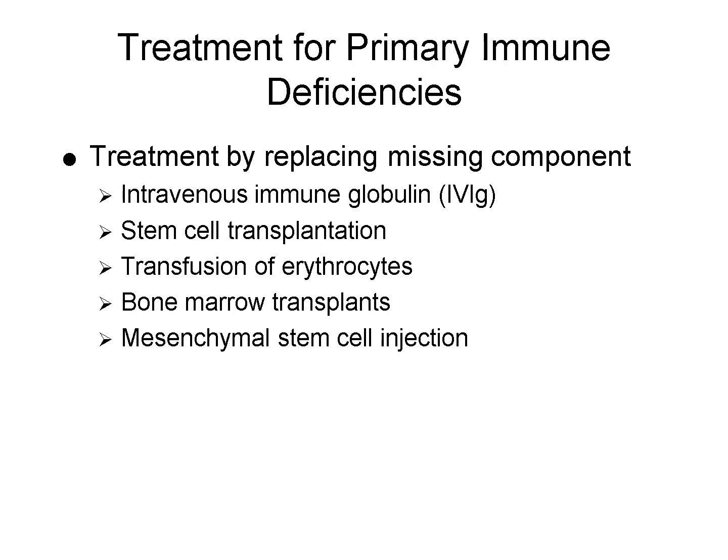Treatment for primary immune deficiencies focuses on replacing the missing or defective components of the immune system. Options include intravenous immune globulin therapy to supply functional antibodies, stem cell transplantation to rebuild the immune system, transfusions of erythrocytes for blood-related deficiencies, and bone marrow transplants. In some cases, mesenchymal stem cell injections may also be used to promote immune recovery and reduce inflammation.